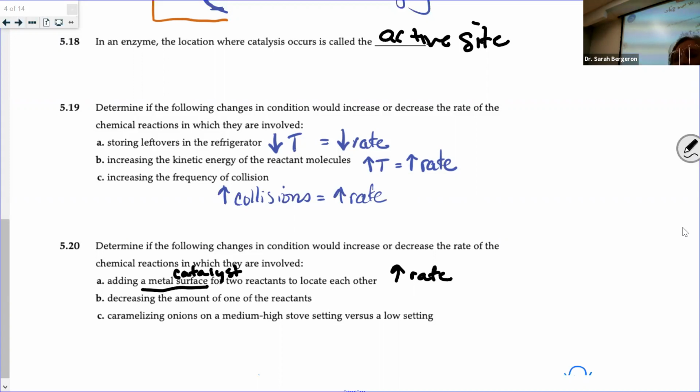All right, decreasing the amount of one of the reactants. This is how I think about the cars, right? If I start out with a certain number of cars on the road and I take away half of them, are they more likely to have accidents or less likely to have accidents? They're less likely to have accidents. What's an accident? A collision. In order to get reactions to go, you have to have collisions. So if I take away some of the reactants, I'm going to have fewer collisions. If I decrease collisions, what's going to happen? I'm going to decrease my rate.